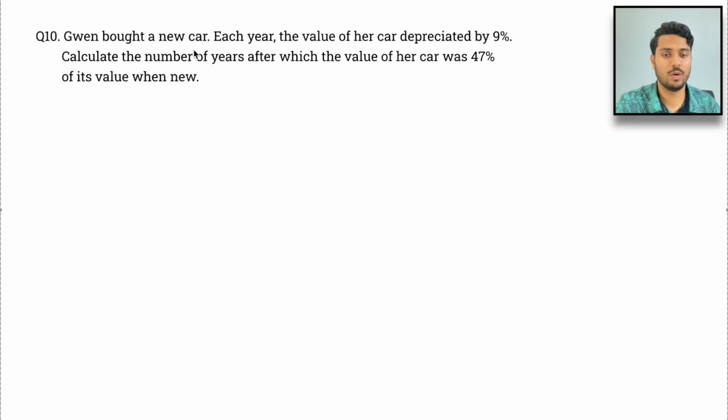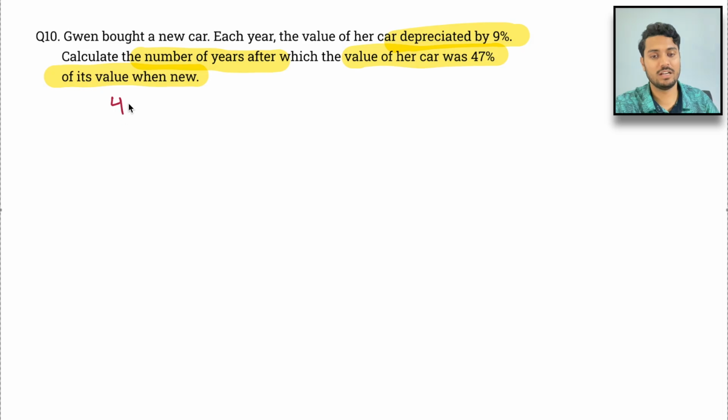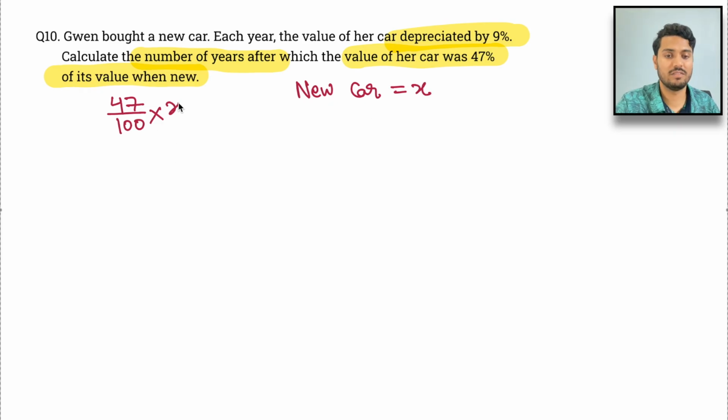It says Gwen bought a new car. Each year the value of her car depreciated by 9%. Calculate the number of years after which the value of her car was 47% of the value when new. So let's find out what was the 47% of the value of the new car. But we don't have the value of the new car. So let's start from here. Let's say the value of the new car is X. In that case, 47% of X is the final value.